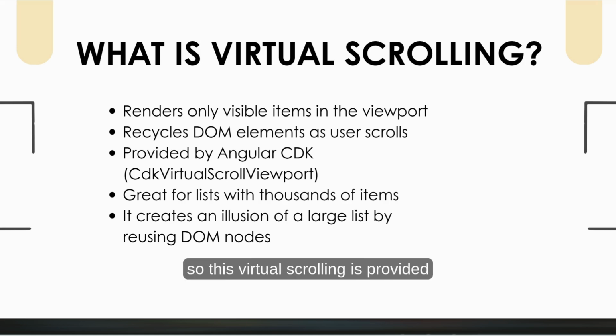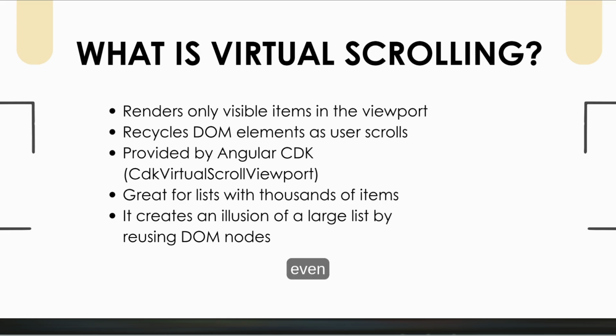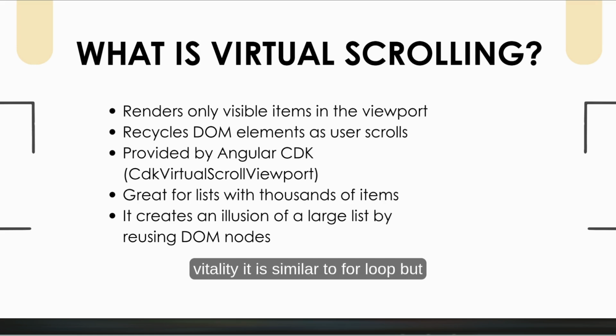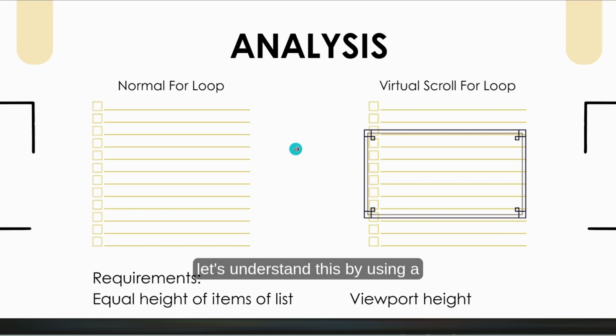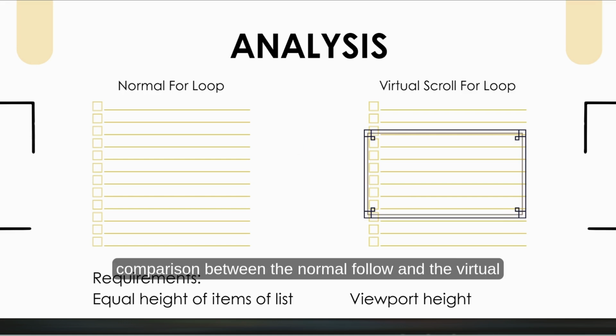This virtual scrolling is provided by the Angular CDK for Angular applications. It is provided by the library called CDK Virtual Scroll. It is great with a large number of items, thousands or even tens of thousands of list items. This creates an illusion of a large list by reducing the load. It is similar to the for loop but with a certain optimization. So let's understand this by using a comparison between the normal for loop and the virtual scroll for loop.